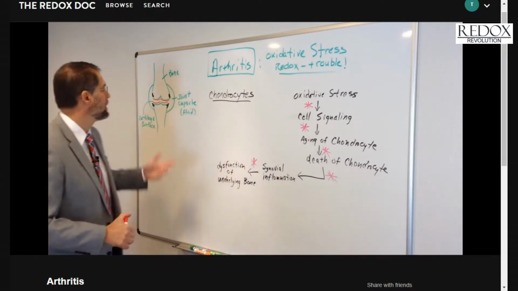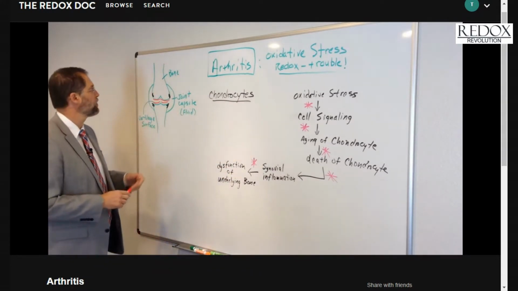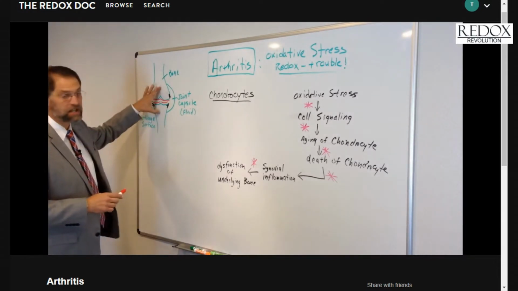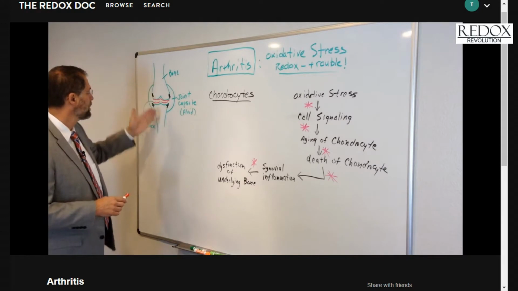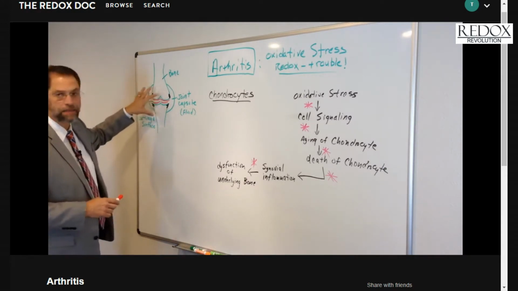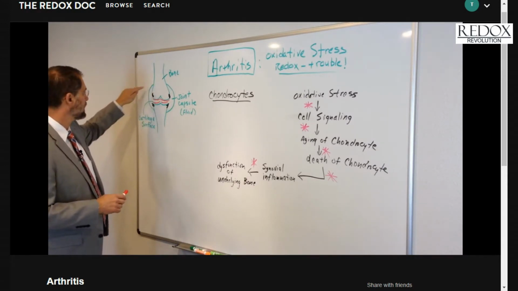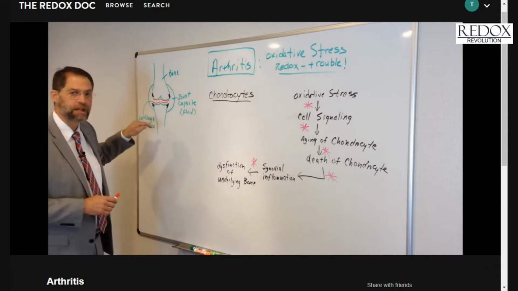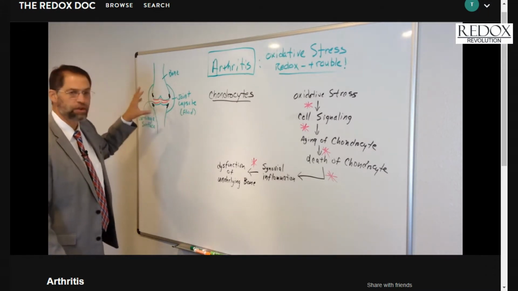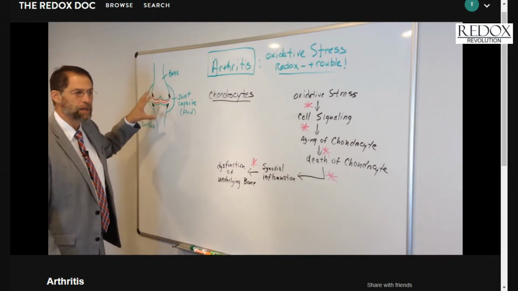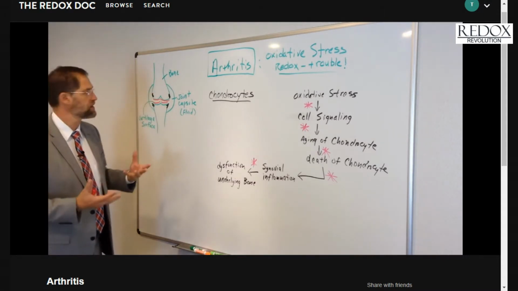Okay, so here's a picture of a joint. Hopefully you can see it. Basically, it's a knee joint minus the patella. So there's the femur, the tibia, and the joint capsule. There's a little capsule that has fluid inside of it called synovial fluid. And this lubricates and helps the joint to function and repair itself.